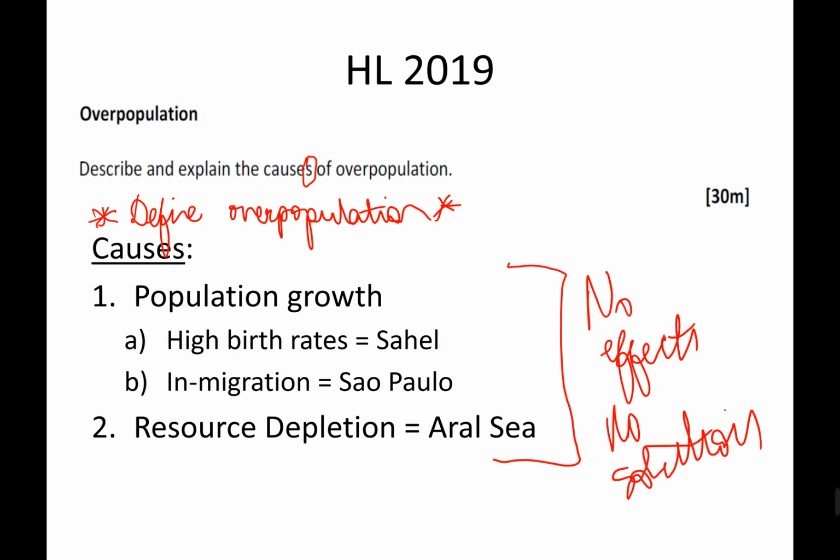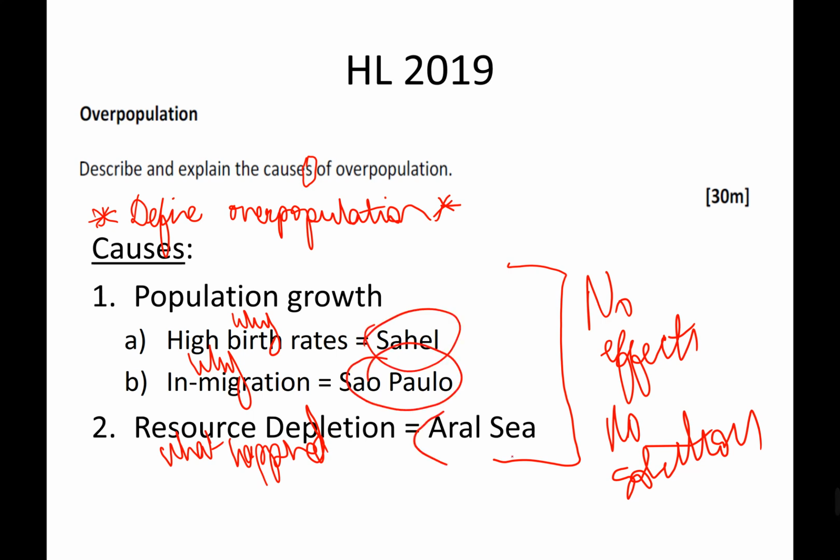They're not relevant. So literally, why are there high birth rates in the Sahel? Why is there in-migration into Sao Paulo? What happened to deplete the RLC? Alright, and this is why at higher level you need all three case studies. Now, you could use, instead of the RLC, the Sahel here because there is resource depletion. Personally, I think it's easier to discuss resource depletion for the RLC.